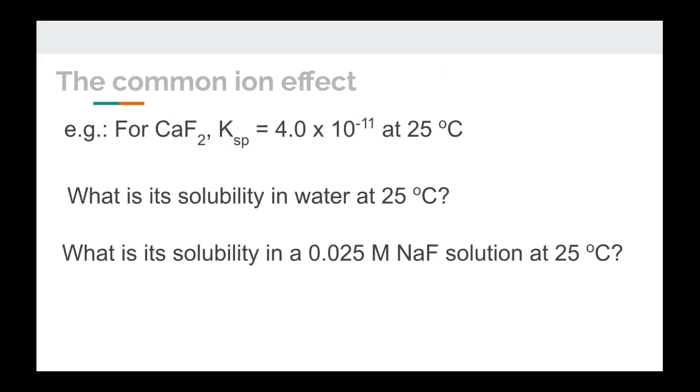Now, what if we wanted to know what is its solubility in a 0.025 molar NaF solution at 25 degrees C? How this is going to be different is the initial concentration of fluoride ion in our initial line on the RICE chart is not going to be 0 because we already have some fluoride ion from the NaF. Let's go to a different workspace where there's more room and solve this problem.